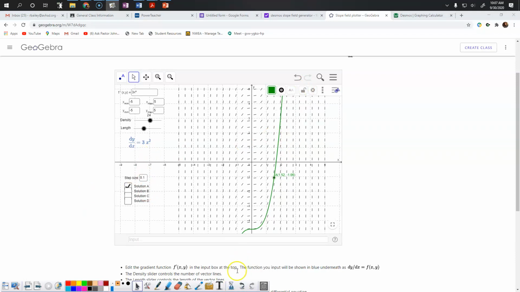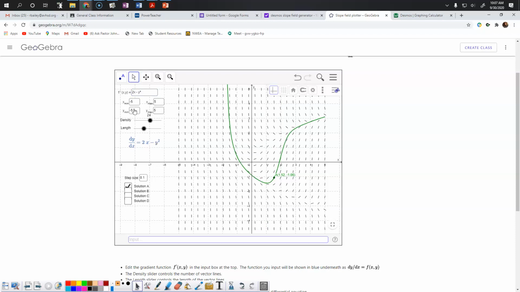But this time I'm just gonna change the function completely. I'm gonna make it a different differential equation. Let's go ahead and do like 2x minus y to the power of 2. Let's see what that looks like. That might be really weird. Let's get rid of that.